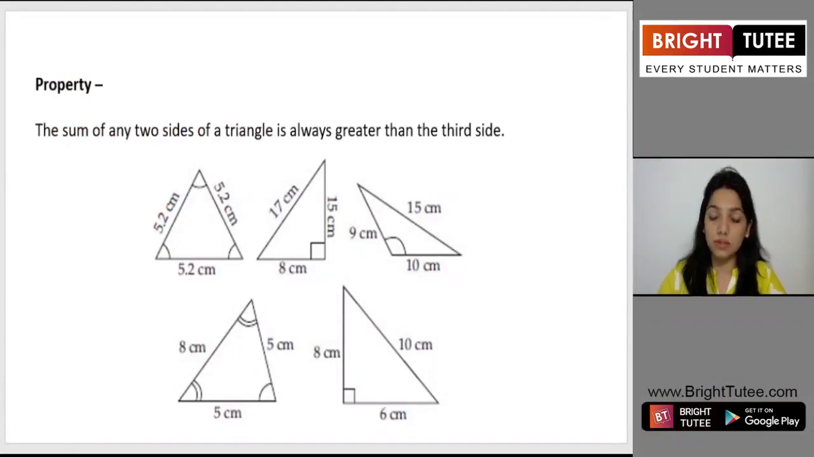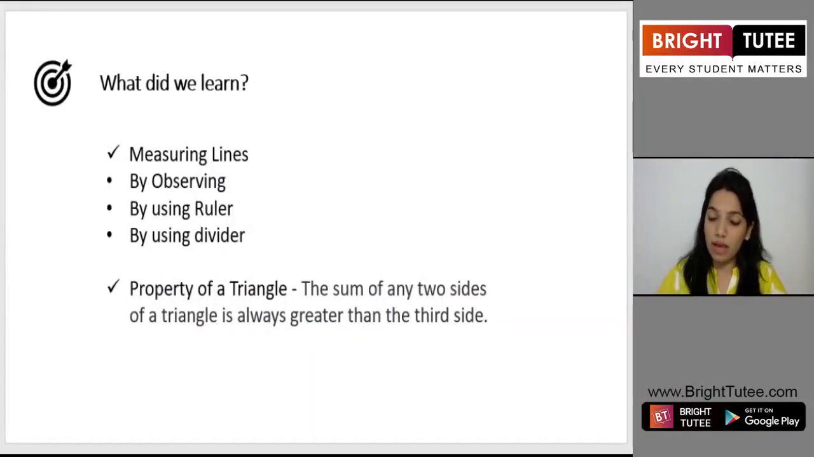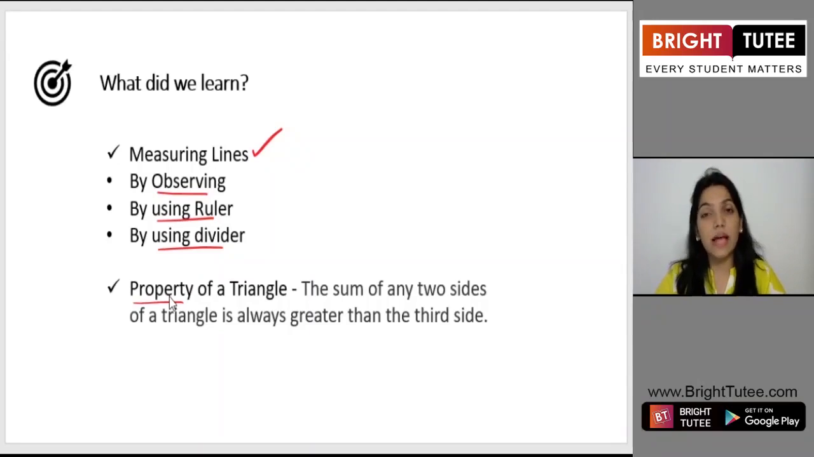And what we have just learned is a very important property in a triangle. It says that the sum of two sides of a triangle is always greater than the third side. Okay, so please do remember this particular property from here. So now in this lesson, what all have we learned? We have learned how we can measure the lines by three different ways, that is by observing, by using ruler, and by using the divider, right? And then lastly, we learned about a property of a triangle which says the sum of any two sides of a triangle is always greater than the third side.